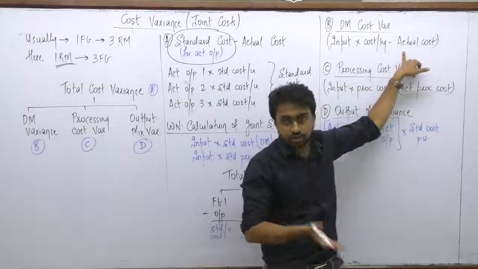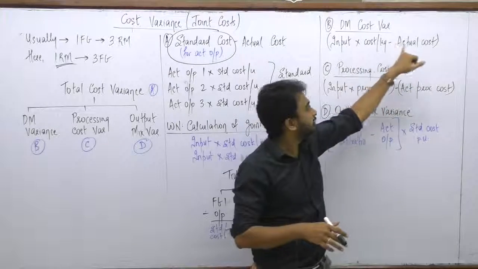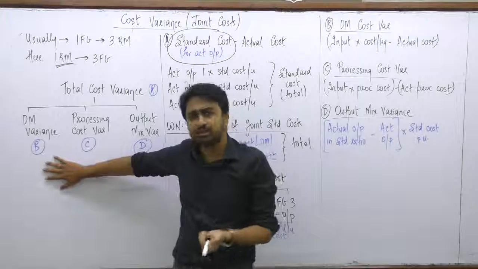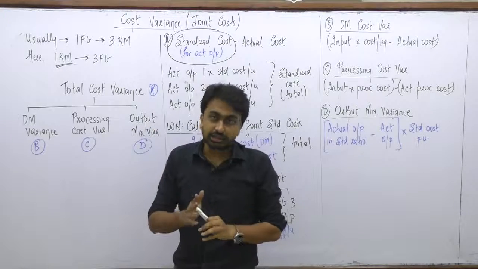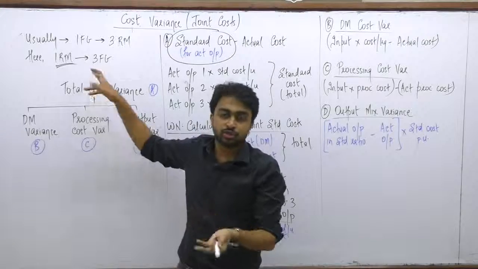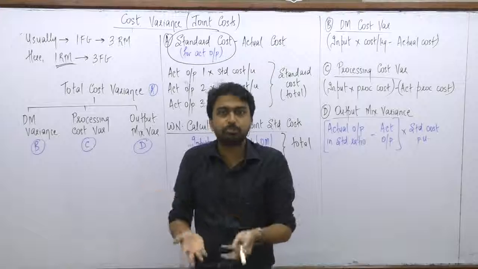Whatever is the actual cost has to be given in the question. So standard cost of the input minus my actual cost is the direct material cost variance. I do not have 3 raw materials, I have 3 finished goods. So RM will not be RMA, RMB, RMC. A, B and C are my FGs probably.